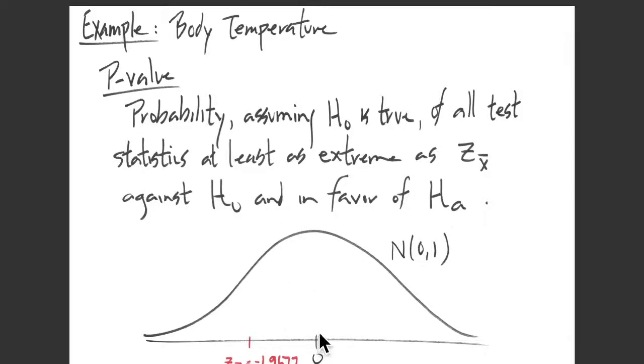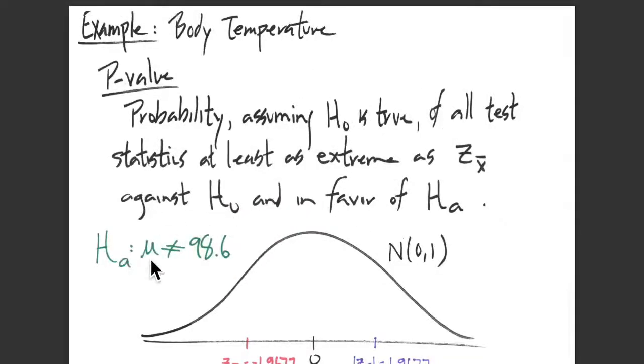Now, you can think of the null hypothesis as being represented by the middle of the standard normal distribution here. And it's standard normal again because we're talking about z-scores. But remember, the alternative hypothesis here was not that the true mean is less than the null value, but that it was just different than the null value. So yes, z-scores less than minus 1.9677 are evidence at least as strong as ours against the null and in favor of the alternative here.